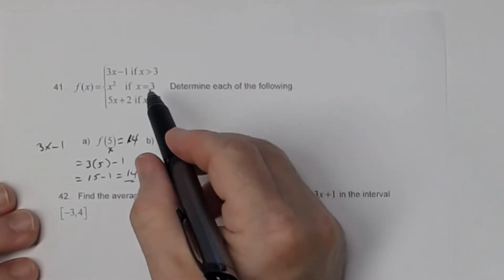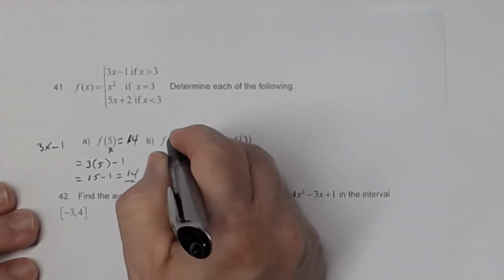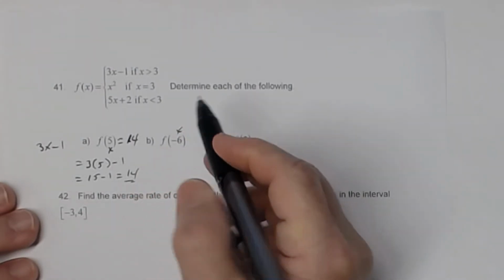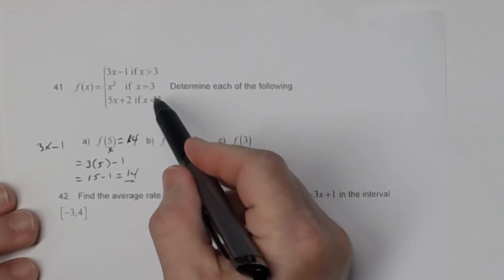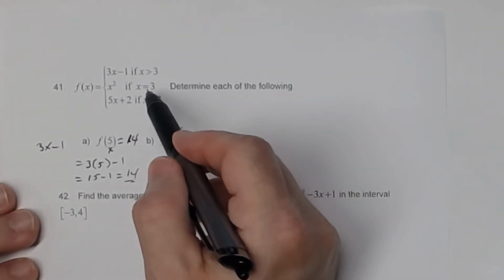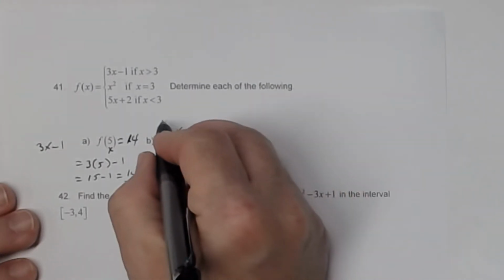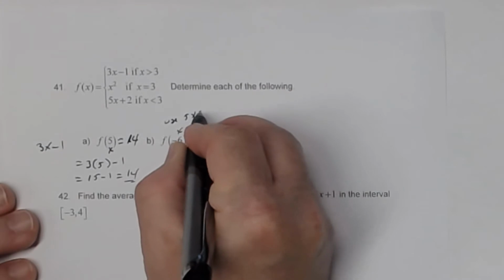For f of negative 6, you're going to find out which one of these you're going to use. So if x is negative 6, this is x equals negative 6, right? Then that's the one where negative 6 is located. Negative 6 is not greater than 3. Negative 6 is not equal to 3, but negative 6 is less than 3. So this is the one you're going to use. So you're going to use 5x plus 2.